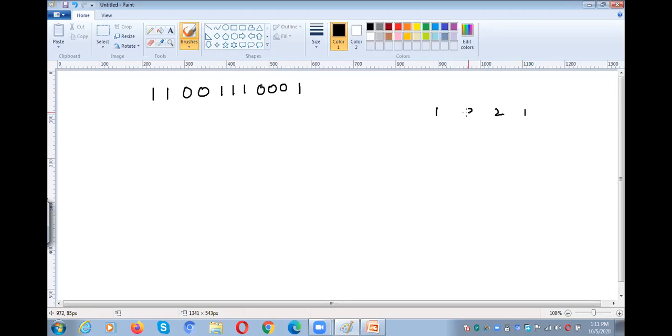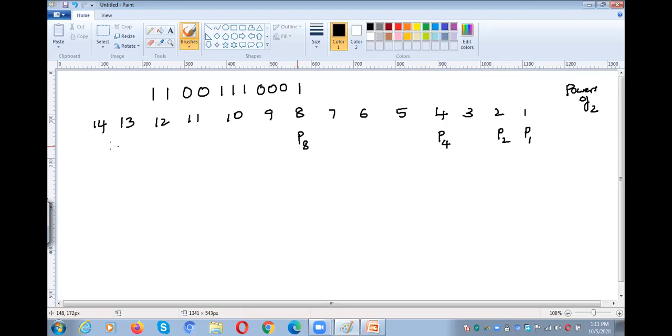1, 2, 3, 4, 5, 6, 7, 8, 9, 10, 11, 12, 13, and then 14. After that, what you need to do? In powers of two positions, you need to keep the parity bits. 2 power 0, 2 power 1, and then 2 square, and then 2 cube. 2 power 4 is 16. Like that you need to keep the parity bits.